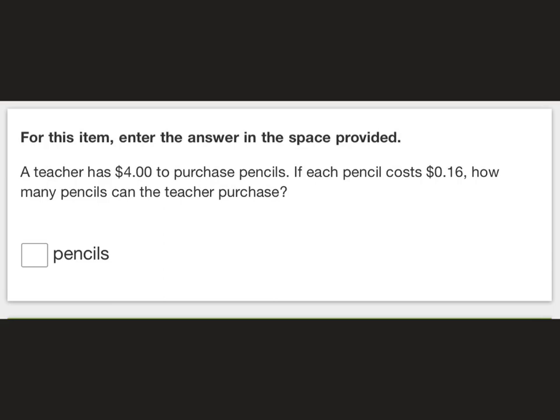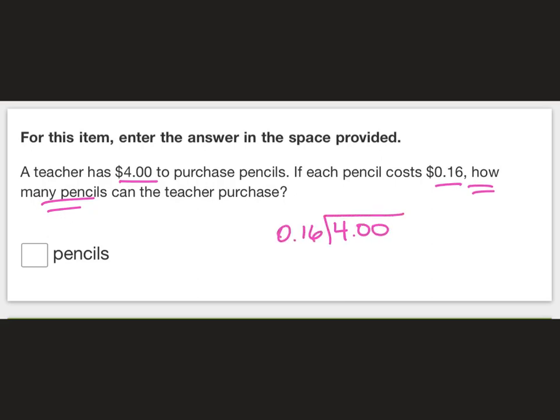This problem's starting some of our word problems that relate to multiplication or division. So this one says a teacher has $4 to purchase pencils. If each pencil costs 16 cents, how many pencils can the teacher purchase? So since they want to know how many pencils that they can purchase, we know we're doing a division. We're going to divide $4 by 16 cents.